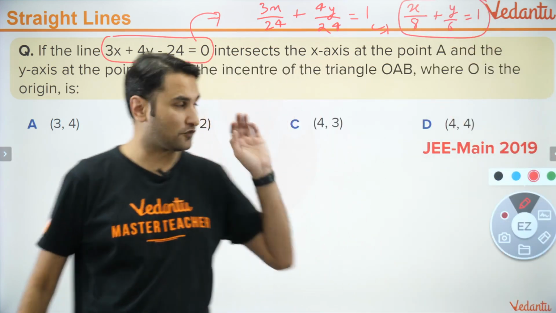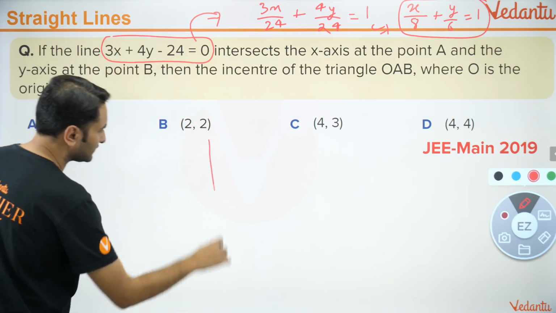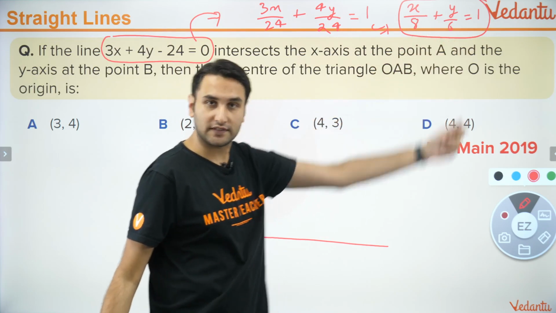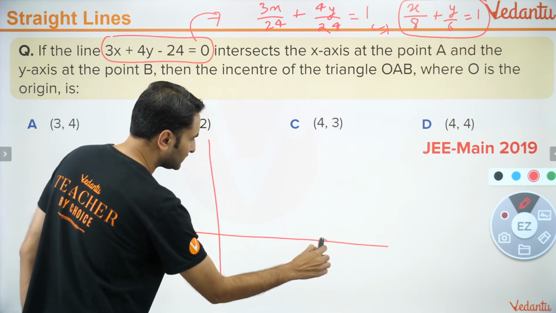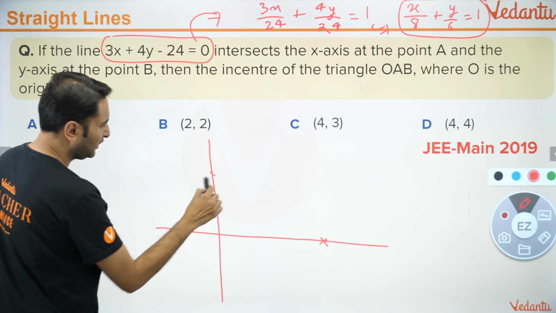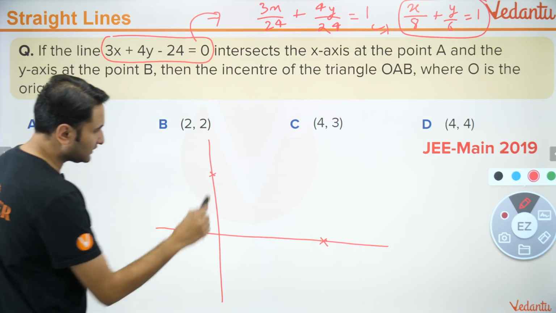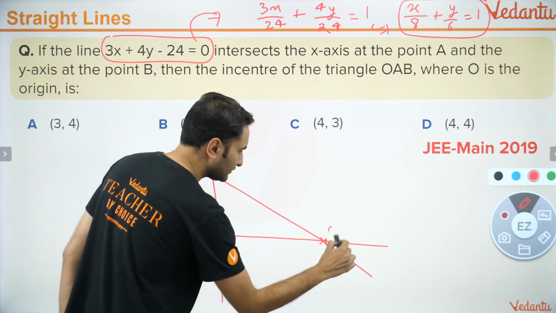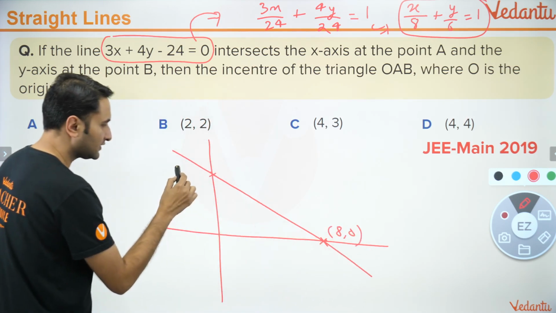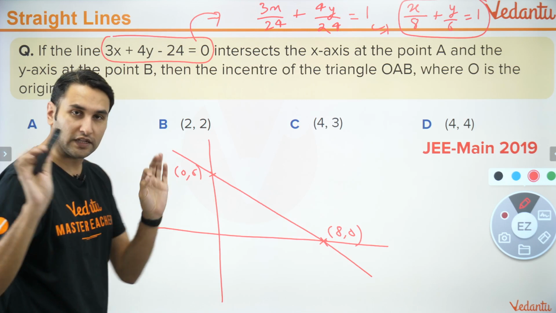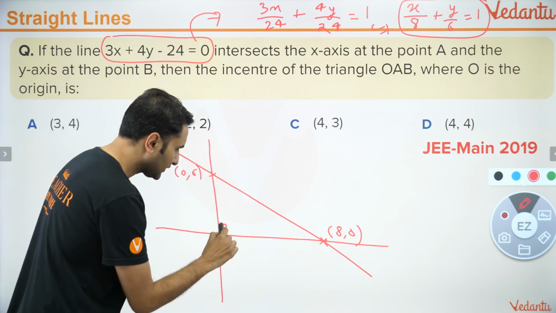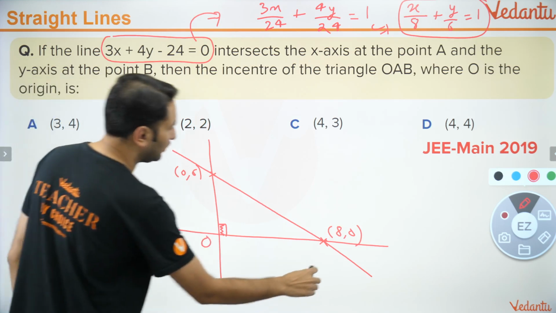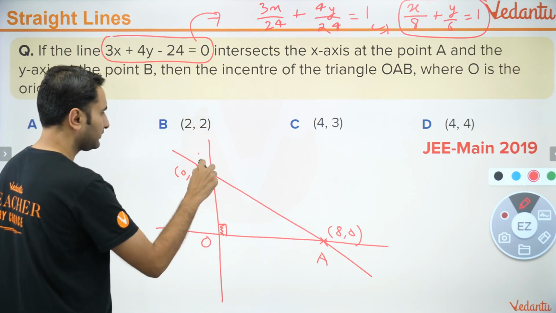Now the hint starts from here. So the line is like this. What kind of line is it, children? X intercept is 8, y intercept is 6. So it will look something like this. This is 6, this is the line, so this is 8, this is 6. See how I will do it with simple visualization. This is a right angle, the triangle is OAB, say this is O, this is A, this is B.